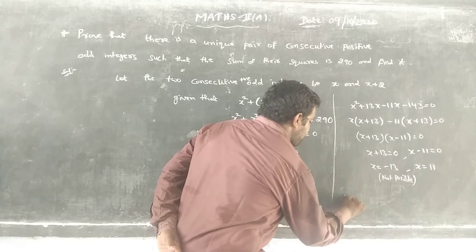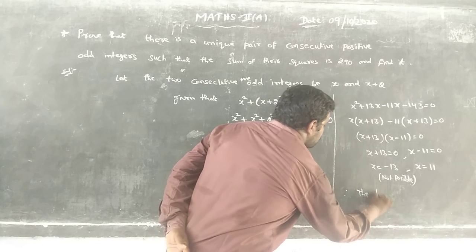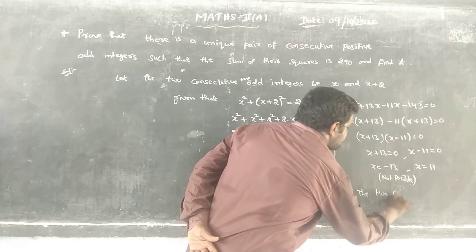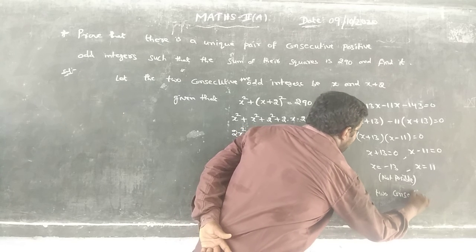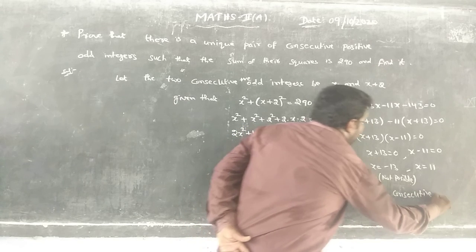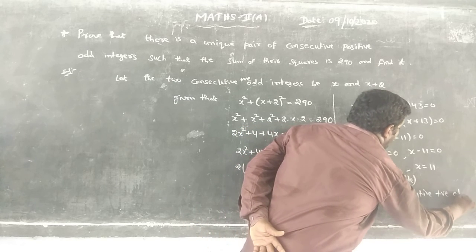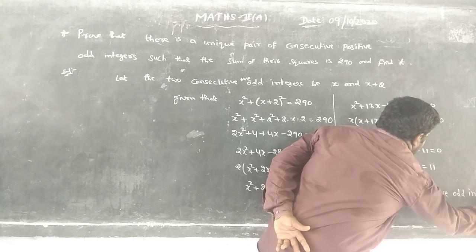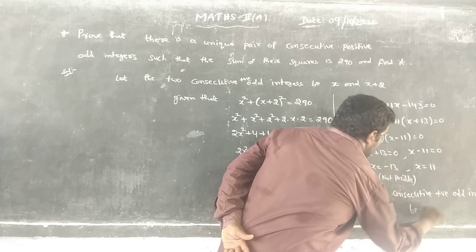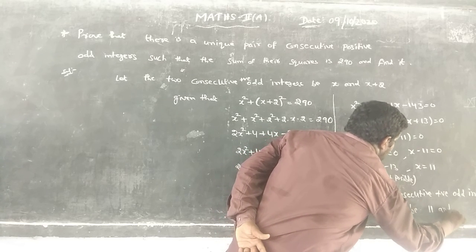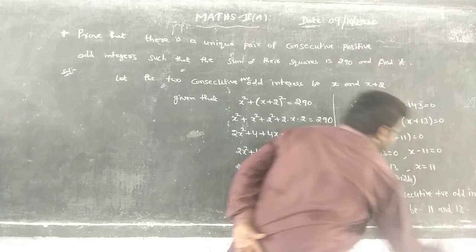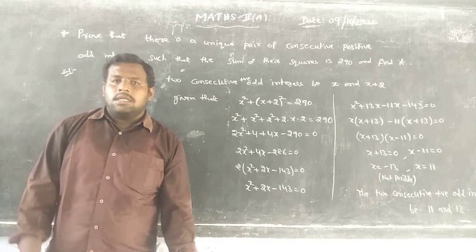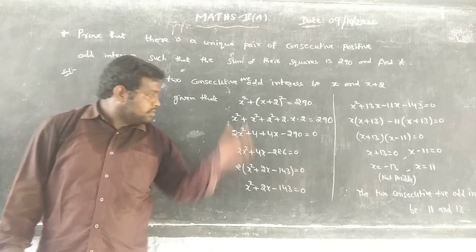So therefore the two consecutive positive odd integers are 11 and 11 plus 2, which is 13. Okay, understood? Everyone note that one.